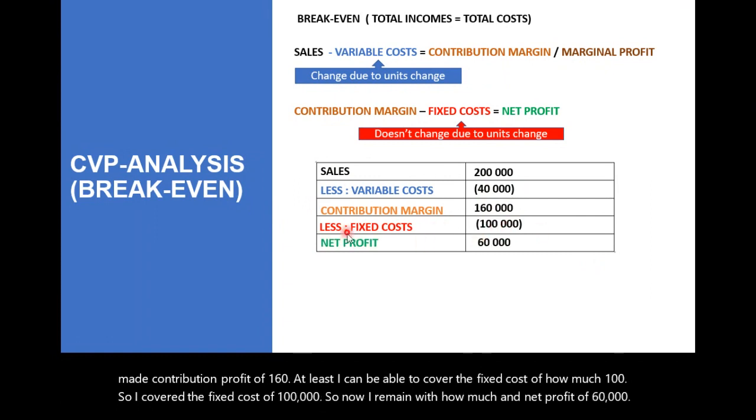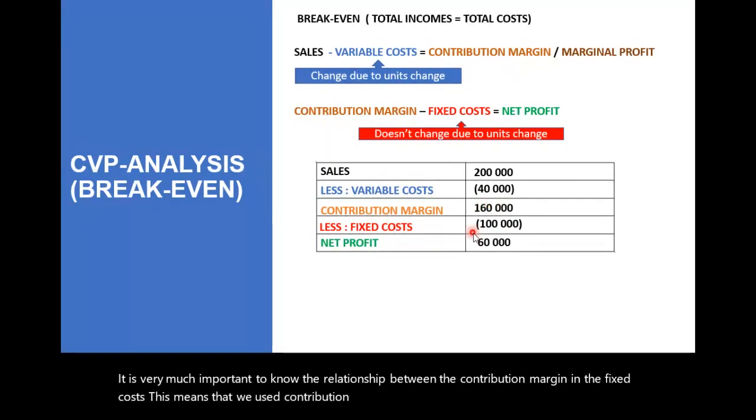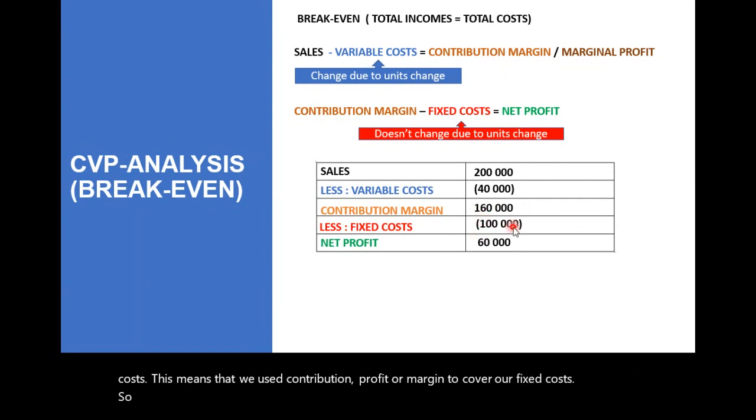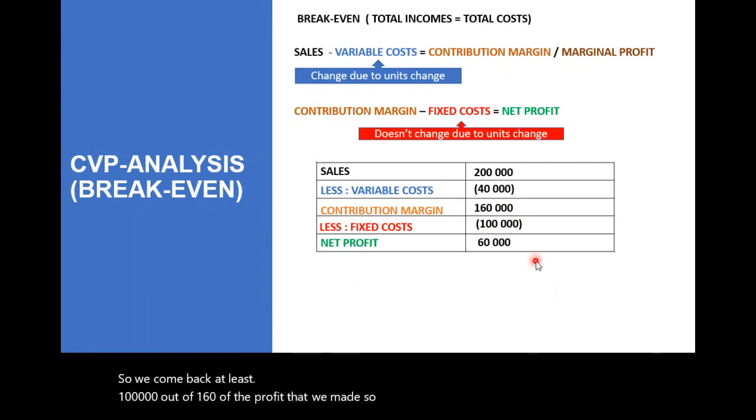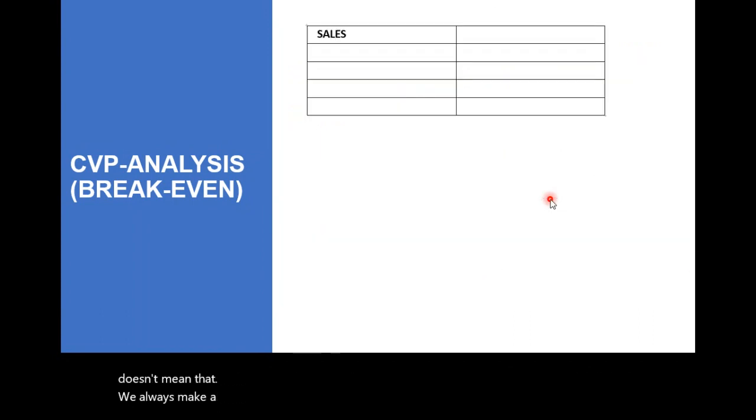It's very important to know the relationship between the contribution margin and the fixed cost. This means that we use contribution profit or margin to cover our fixed costs. So we covered at least 100,000 out of the 160 of the profit that we made. So our overall profit is how much? It is 60,000. This doesn't mean that we always make a profit. Sometimes we make a loss.